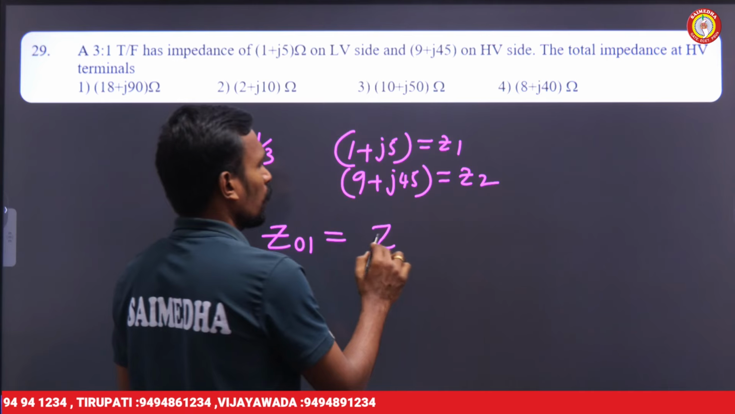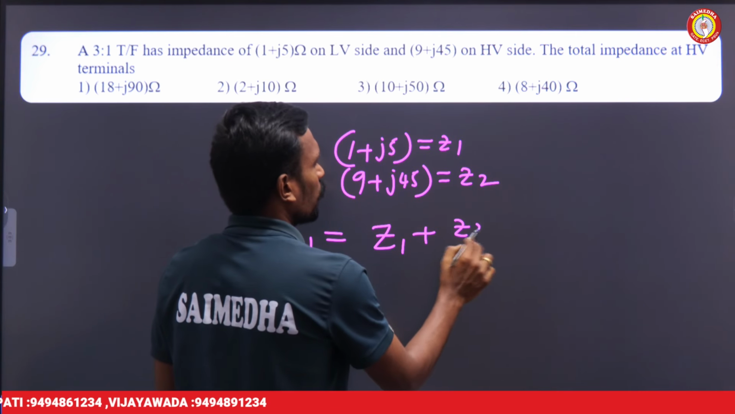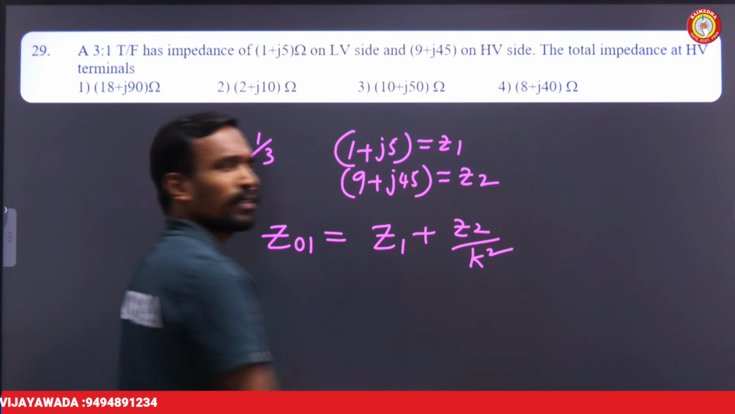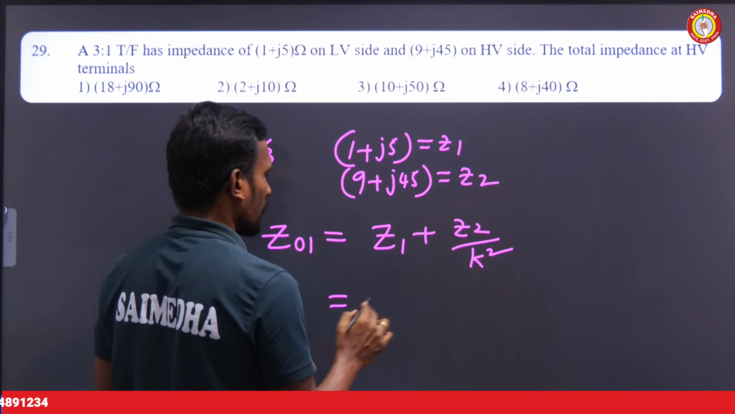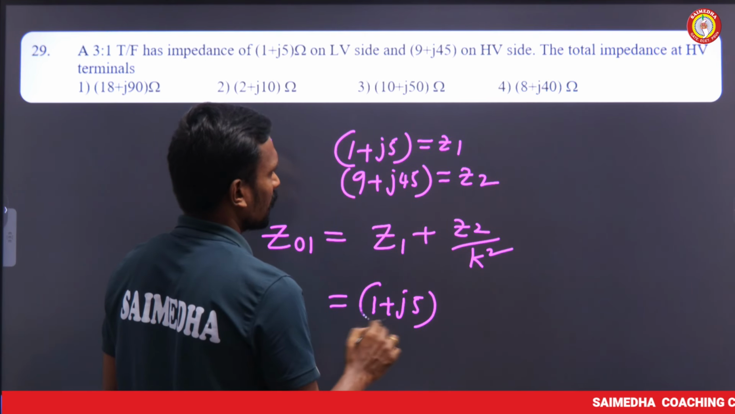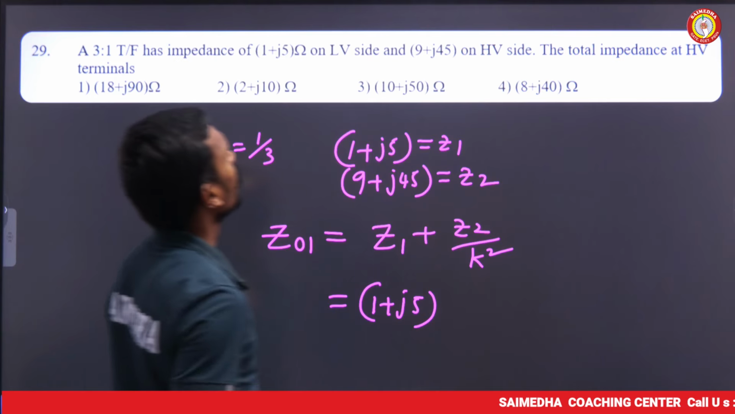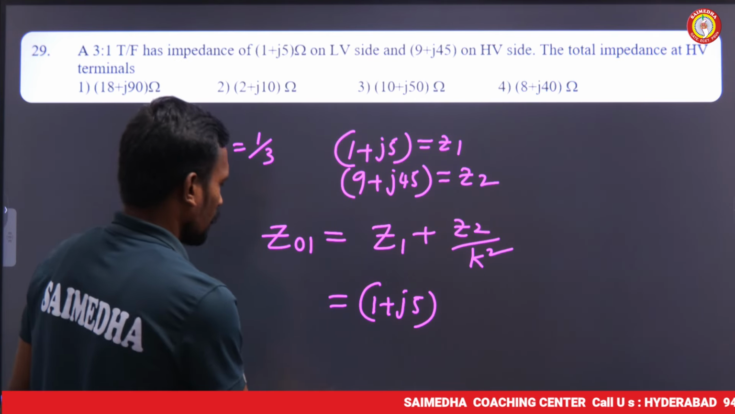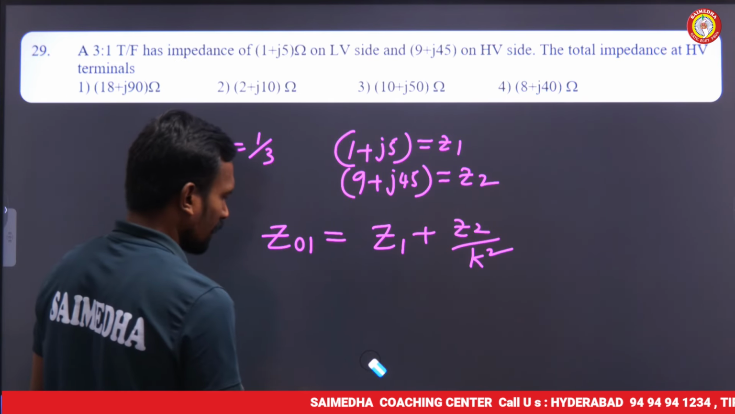Z01 is equal to Z1 plus Z2 by K square. Z1 is 1 plus J5. Sorry, here is a small mistake. What is the mistake?